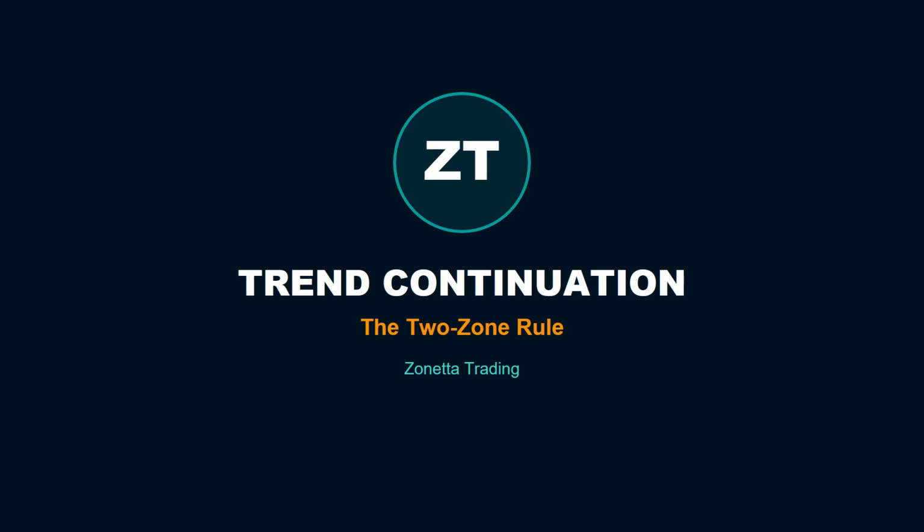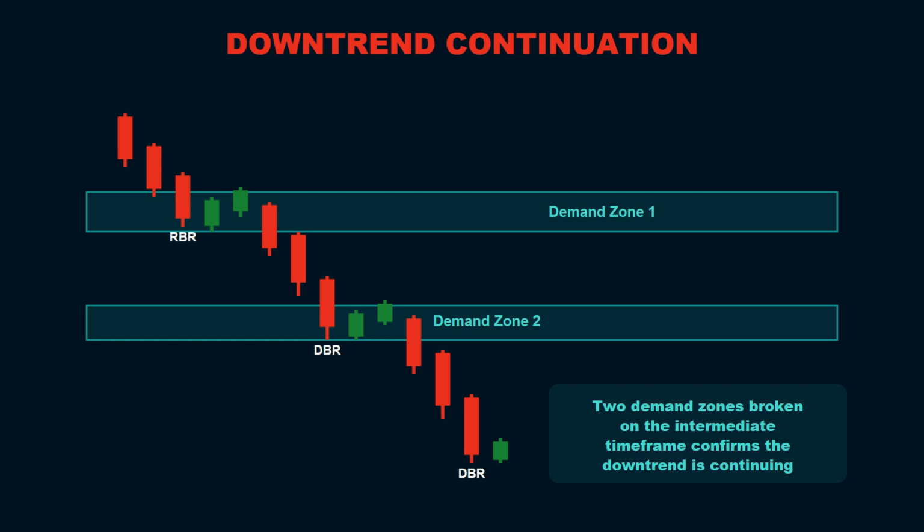Trend continuation, the two-zone rule every trader should know. If you're trying to catch every reversal, you're probably catching more losses than wins. Most traders lose money fighting trends that were never actually done. Today, I'm giving you a simple filter that tells you when a trend is still in control before you try to fight it.